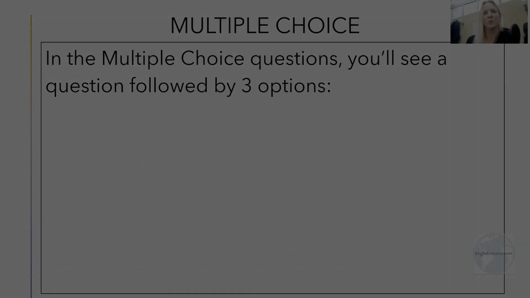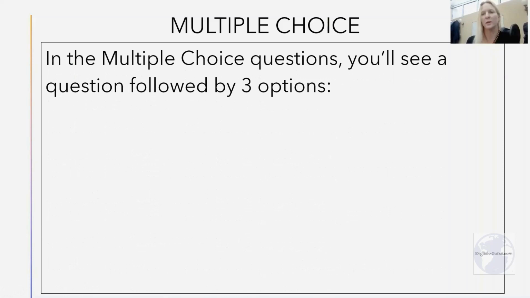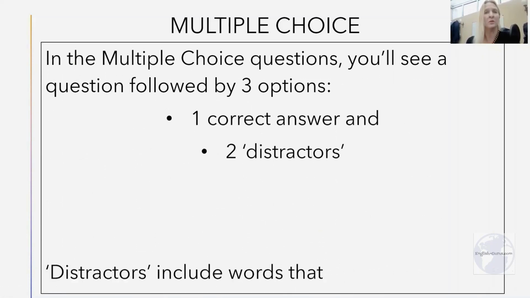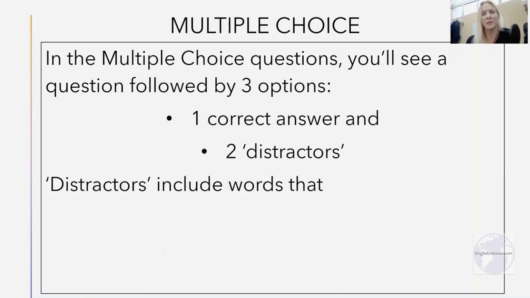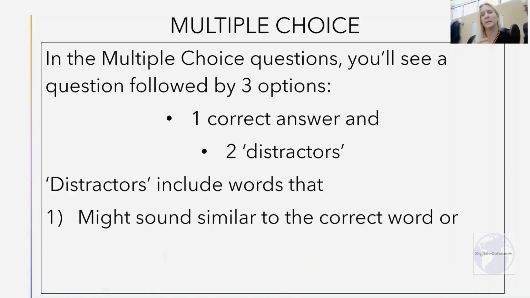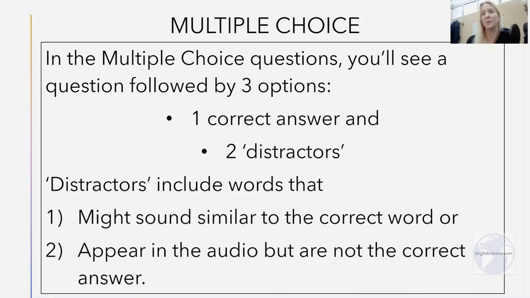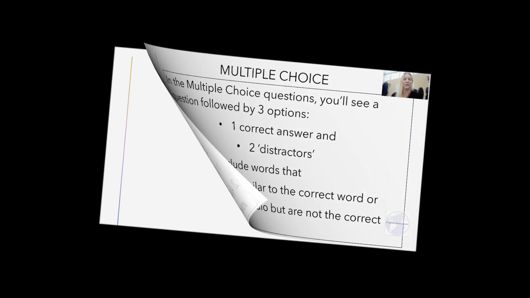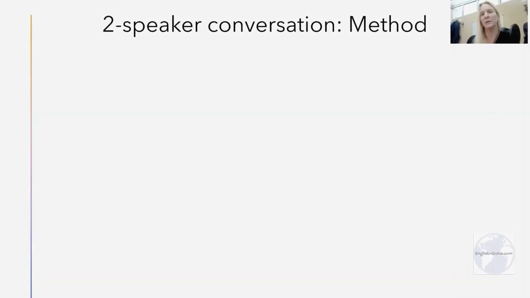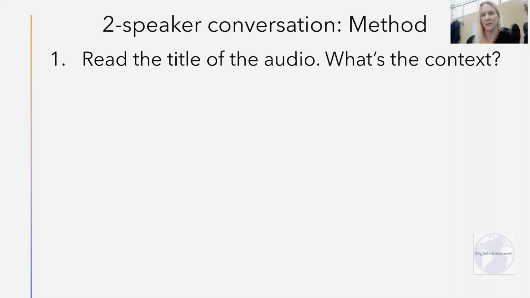Multiple choice. You will see a question followed by 3 options. So 1 correct answer and 2 distractors. Those distractors may include words that might sound similar to what you hear in the audio, or indeed you might hear words that appear in the audio, but they are not correct. So let's talk about a method for a 2-person conversation.